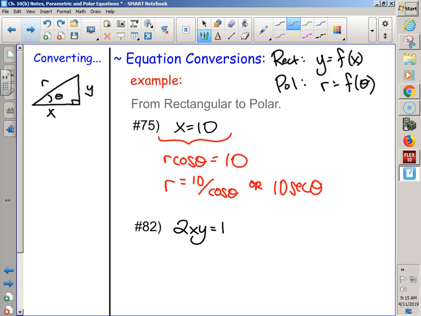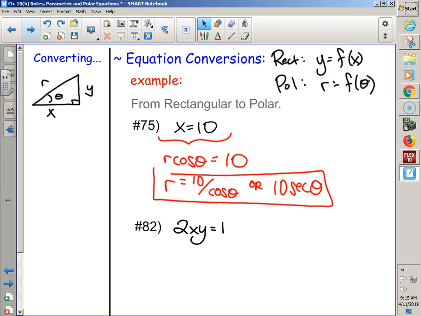I want you to go ahead and try in your graphing calculators to make that graph and see what it looks like. But then after you finish making that graph and seeing if you can get your polar graphing to work, can you try to get this guy with r by itself? Okay, try to get a graph in your graphing calculator. Then you can work in groups trying to change 2xy equals 1.